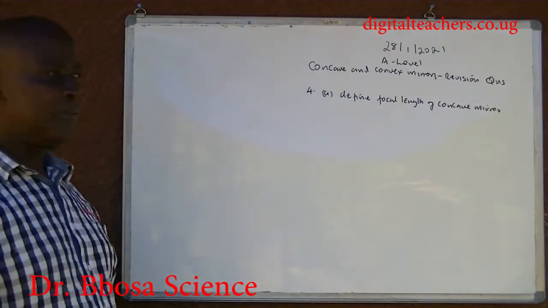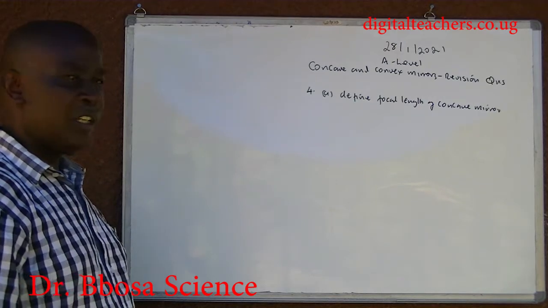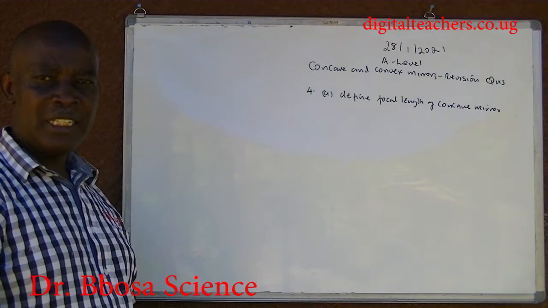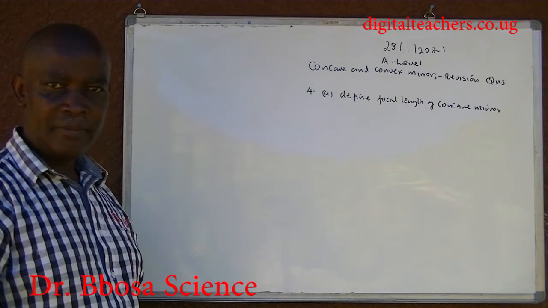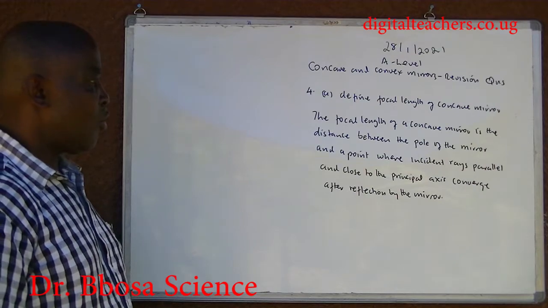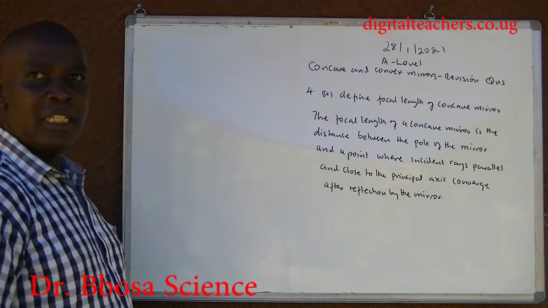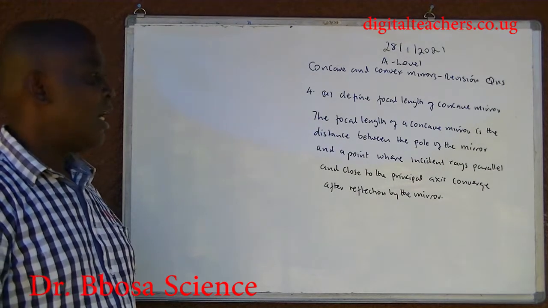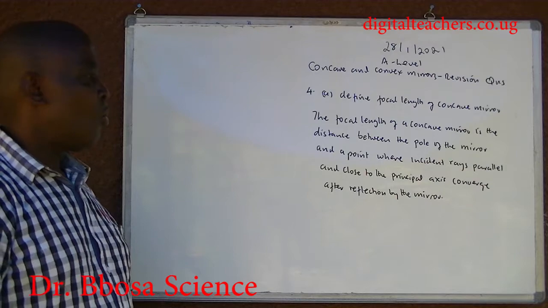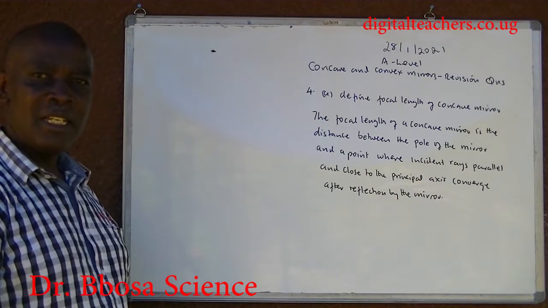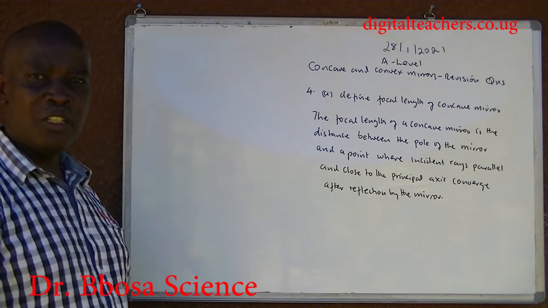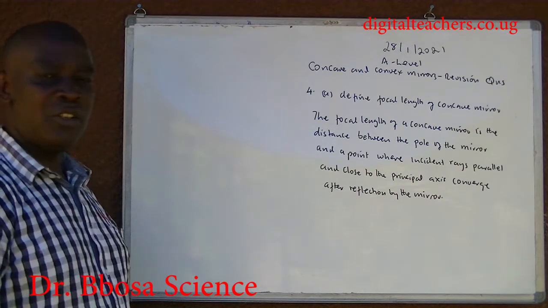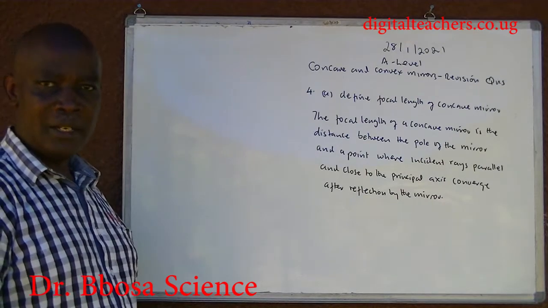Number 4A, define focal length of a concave mirror. You can pause and answer. The focal length of a concave mirror is the distance between the pole of the mirror and a point where incident rays parallel and close to the principal axis converge after reflection by the mirror.